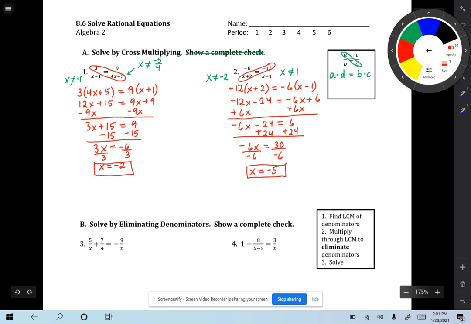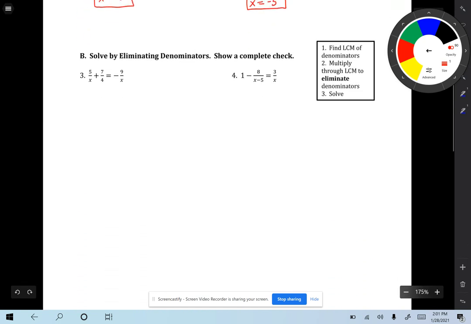All right. Life is great when you can solve a rational equation by cross-multiplying, but life is not always great. So if we look at problem set B, if you look at examples 3 and 4, we can't cross-multiply because there's more than one fraction on the left side of the equal sign, even though there's only one fraction on the right side. So in that case, you follow the following steps.